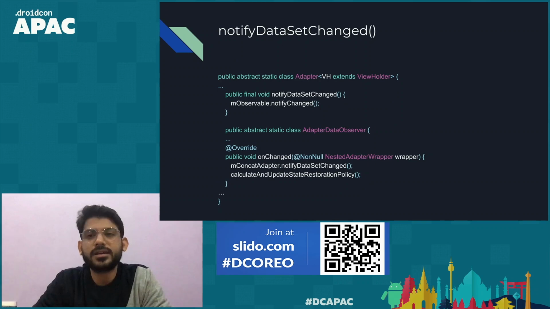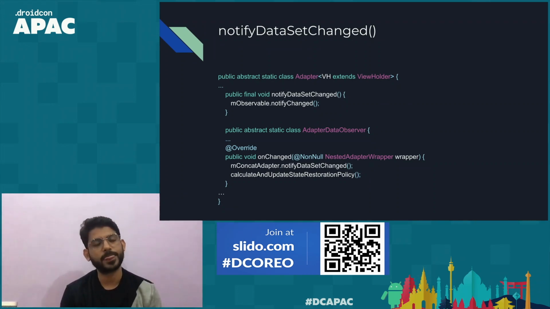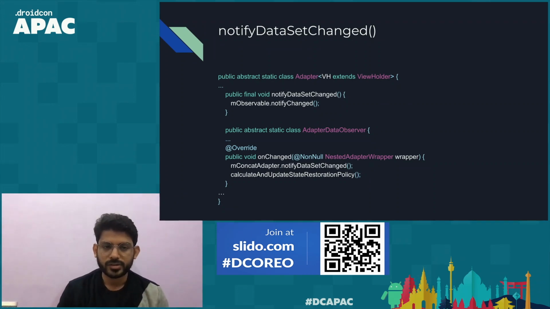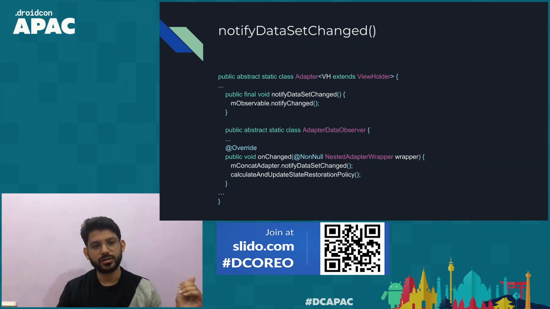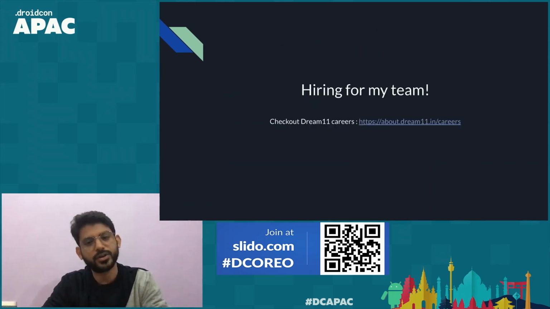Apart from that, there is one more method in the ViewHolder. If you want to find the position of a ViewHolder, normally you call getAdapterPosition, which returns the exact position of the ViewHolder in the RecyclerView. But if you want to know the position in the individual adapter, then you should use getBindingAdapterPosition. That is the method you can use.